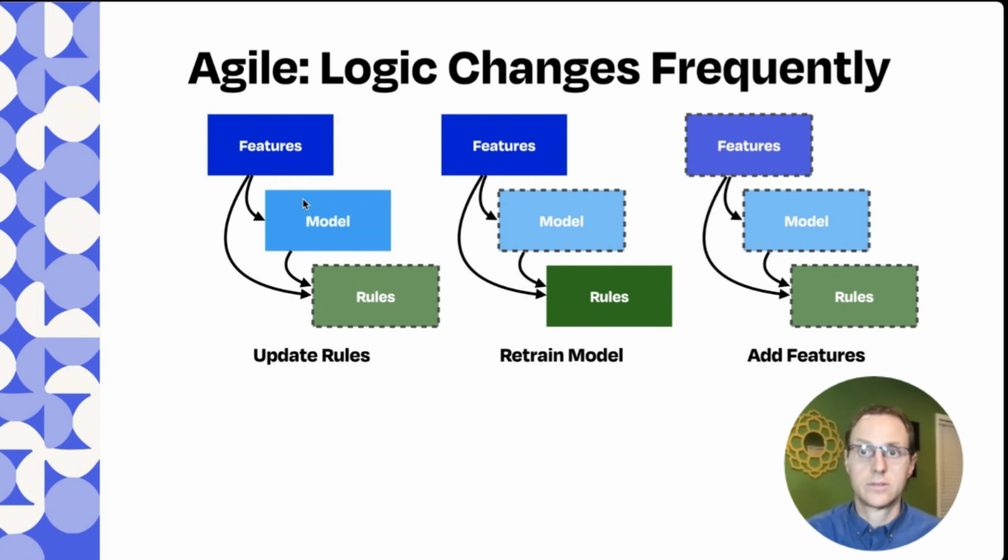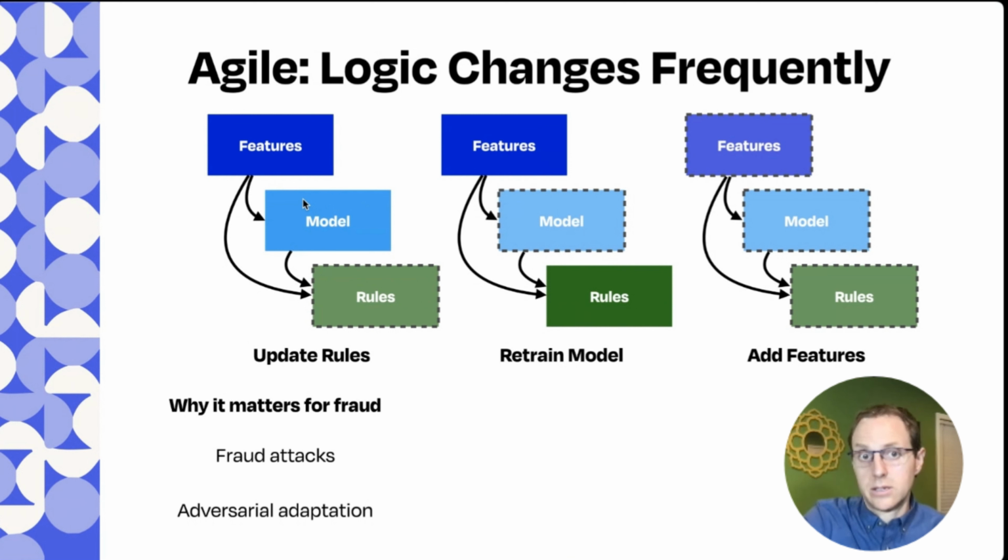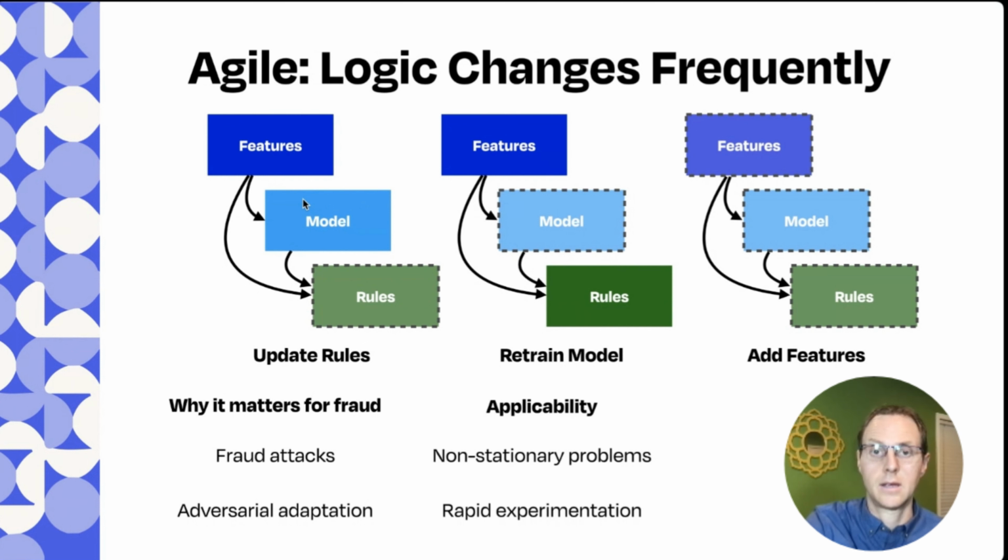Why this agility matters to fraud should be fairly obvious, which is that sometimes you're just under attack and you're bleeding money and you need to be able to stop the bleeding really, really quickly. Also, you can never really rest on your laurels because you're in an adversarial situation. The fraudsters are always trying to adapt. They're always trying to look for weaknesses. So basically changing your logic frequently is necessary. But this idea of having to update things regularly applies to not just adversarial domains, but really any non-stationary problem.